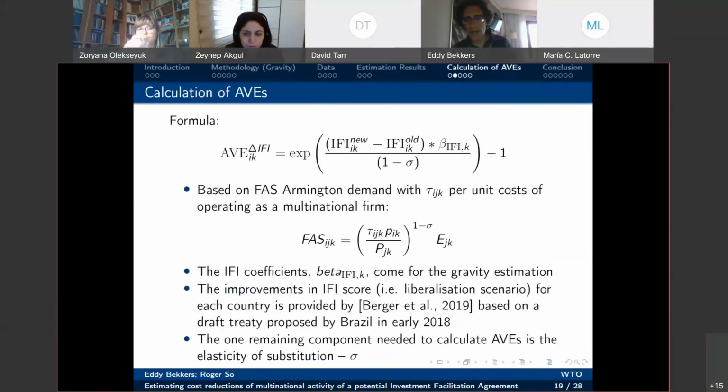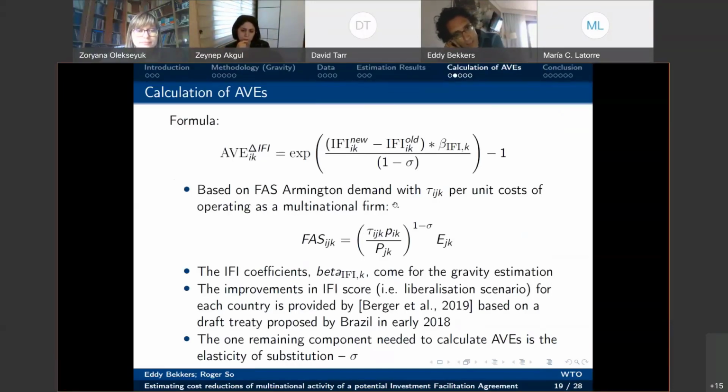So then we come to the calculation of the ad valorem equivalence, and that might need some explanation. The formula that we use is relatively standard. Basically I would say there are 3 components. This is the standard expression that you would derive, say, from an Armington structure. The components are the coefficient on investment facilitation, the change in the policy variables going from old to new, and then 1 minus sigma, with sigma the substitution elasticity.